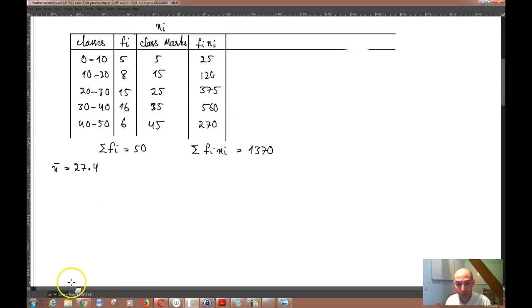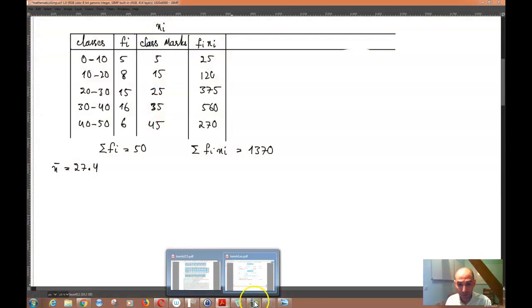Let me see if that is correct, and then we can move forward with the rest. Number 8, 27. They are taking it as 27. I'm not sure. Maybe they have rounded the answer or whatever they have done.